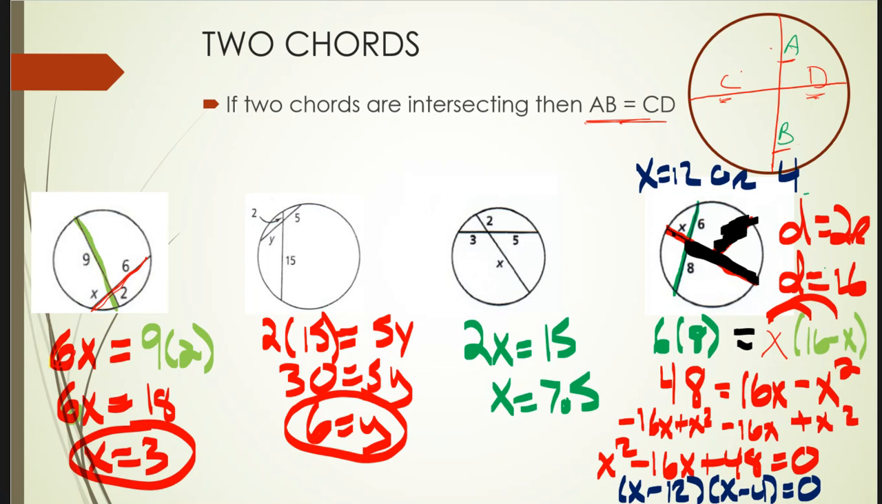Now remember, in quadratics, in situations like this, not every answer will work. So let's check it. The only answer that will end up working is the x equals 4, not the x equals 12. And the reason for that is because we know that the radius was only 8. So there's no way that this over here could be 12. It wouldn't make any sense. So it has to be 4.